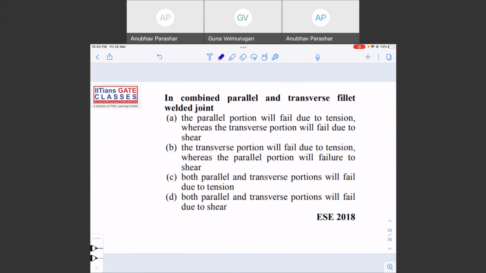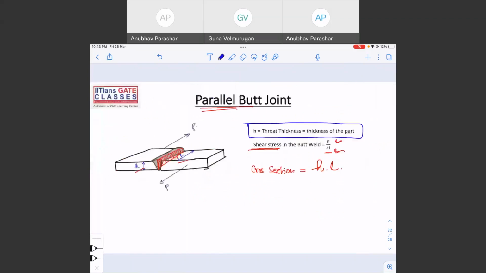In combined parallel and transverse fillet, the welded joints are... This is what we have discussed today. Can you give me the answer fast? Just now you have seen that transverse fillets are designed for tension, whereas parallel fillets are designed for shear, isn't it? This is what you have seen. This is one of the important concepts.